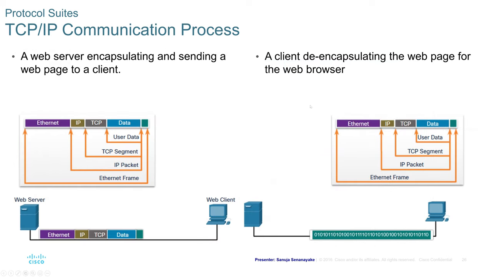A web server encapsulating and sending a web page to a client can use the TCP/IP communication process. And in modern day, that's exactly what is happening. So it includes the Ethernet, the IP, the TCP, the data. And that packet is sent to the web client when it requests that page from the web server. A client de-encapsulates the web page for its web browser. So your web browser, such as Internet Explorer, Google Chrome, or Firefox, is actually using that data packet sent by the server and de-encapsulating it so you can read it.